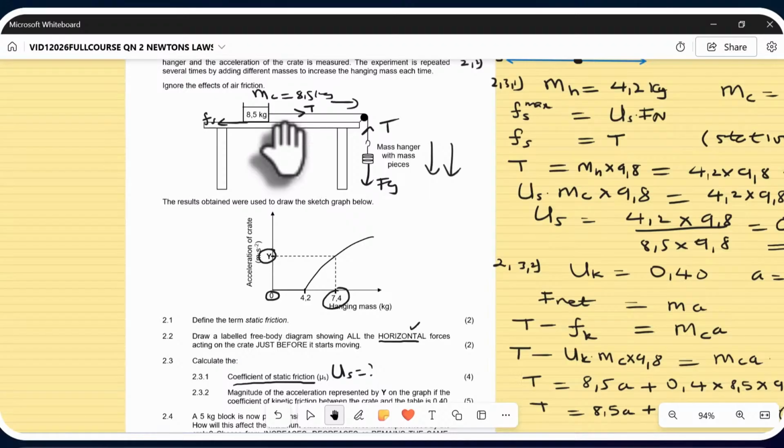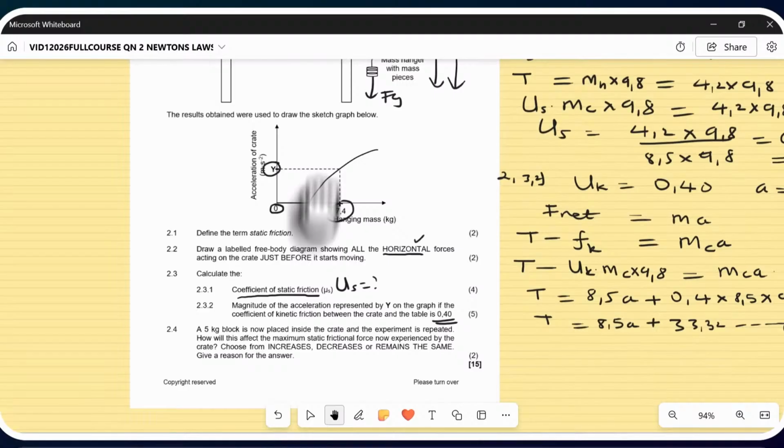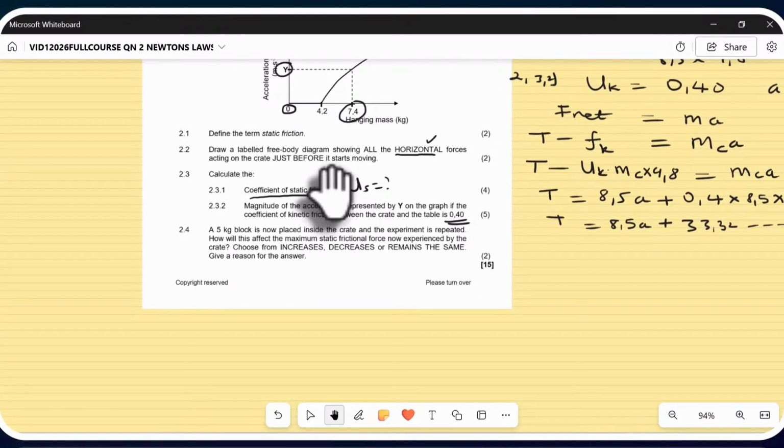Now they say give a reason for your answer, because our frictional force is proportional to the normal force. And because we're increasing the mass, the normal force will increase. So because the normal force will increase, then likewise, the frictional force must increase.